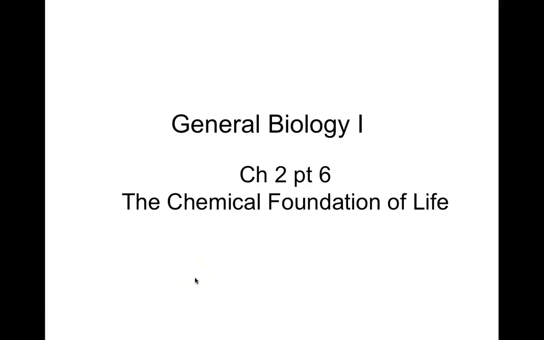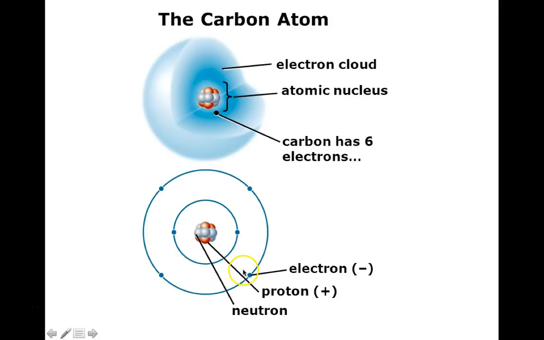Chemical Foundation of Life, Chapter 2, Part 6. Here we have our carbon atom. We've talked about carbon as one of the 4 key elements that's used to make organisms. But let's take a closer look at the actual structure of carbon and get a more bird's eye view, or even closer, of why carbon is such an important element in the formation of organisms.